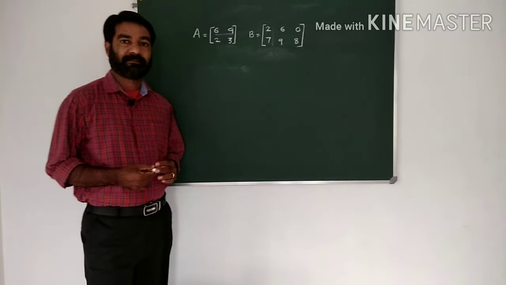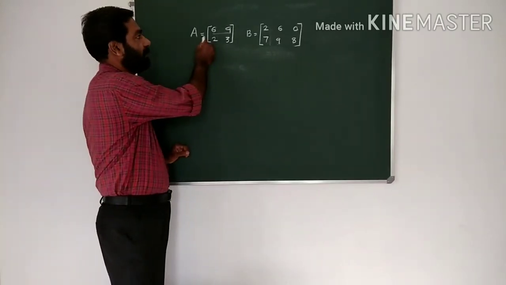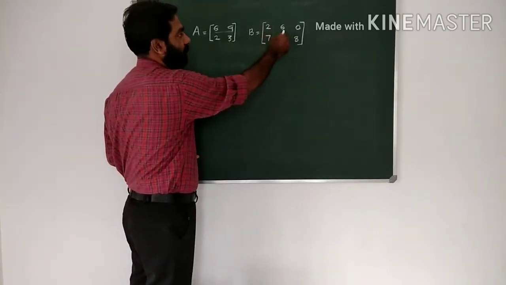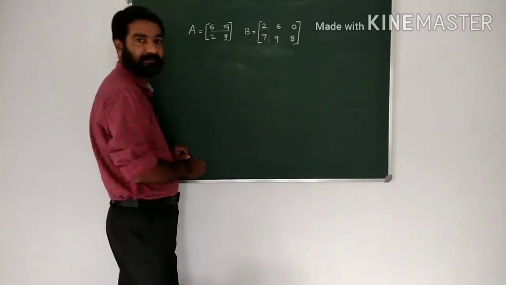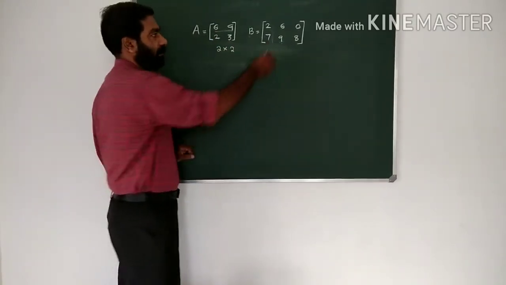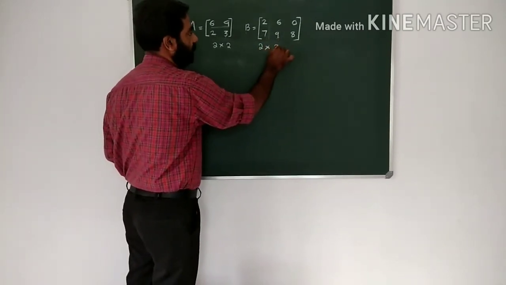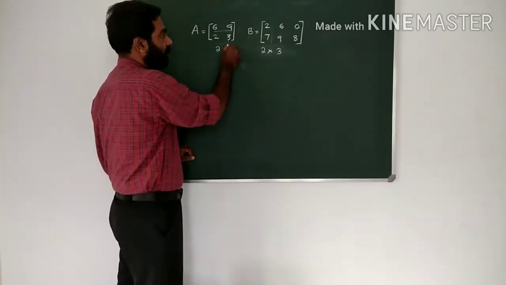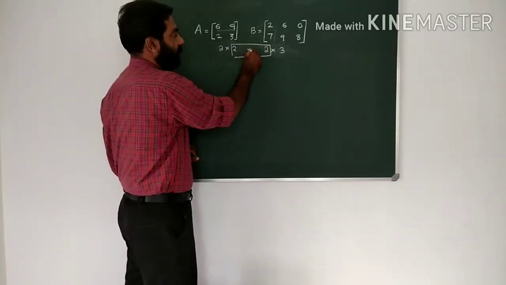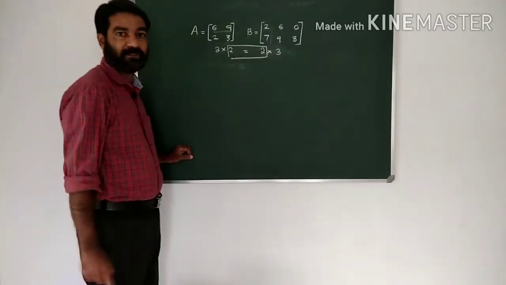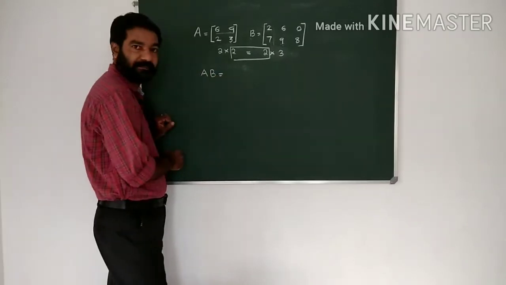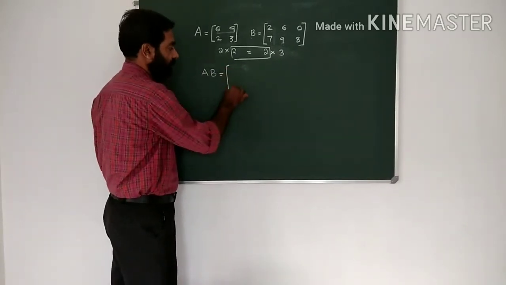Consider a problem. Let A be the matrix 6, 9, 2, 3. B is the matrix 2, 6, 0, 7, 9, 8. Here A is a 2 by 2 matrix and B is a 2 by 3 matrix. Here the number of columns of A is equal to the number of rows of B. So A and B we can multiply. AB is defined. So we can multiply AB.